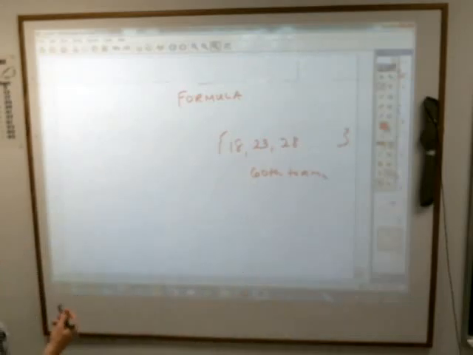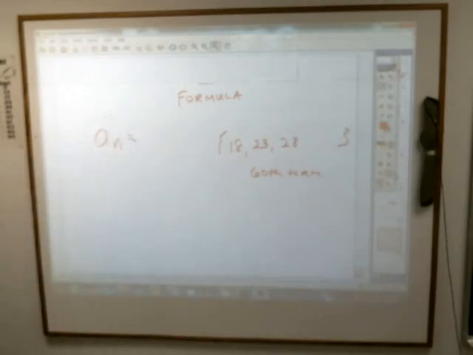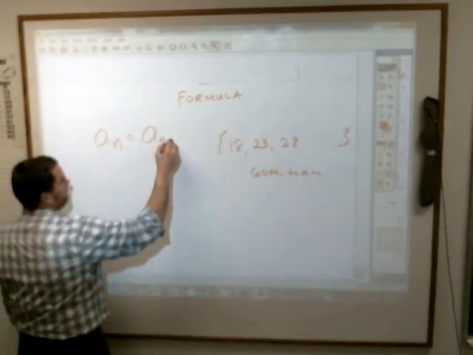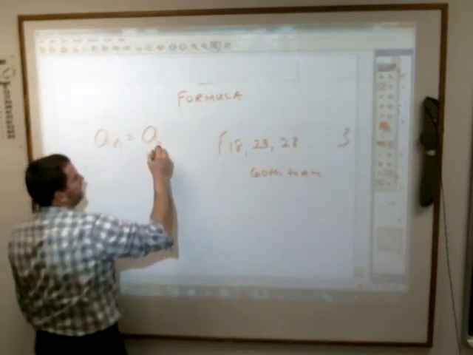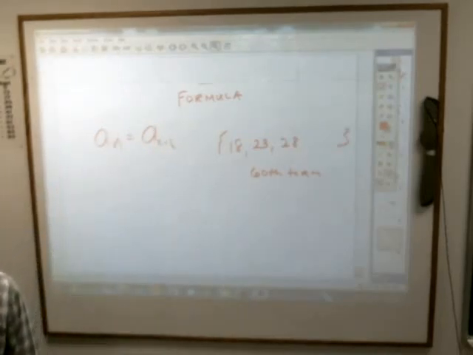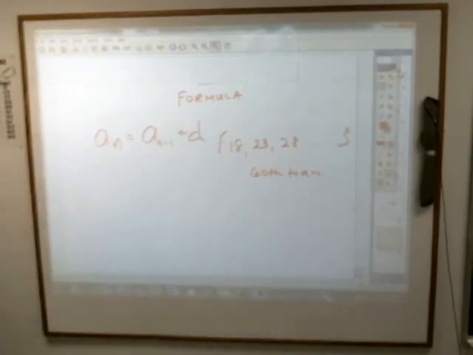So they've come up with a little formula that looks like this. A sub n equals a sub n minus 1. Oh, sorry, wait. You gotta write this right. Make this little n minus 1 small. Plus the difference, plus d. Give you a chance to write that there.